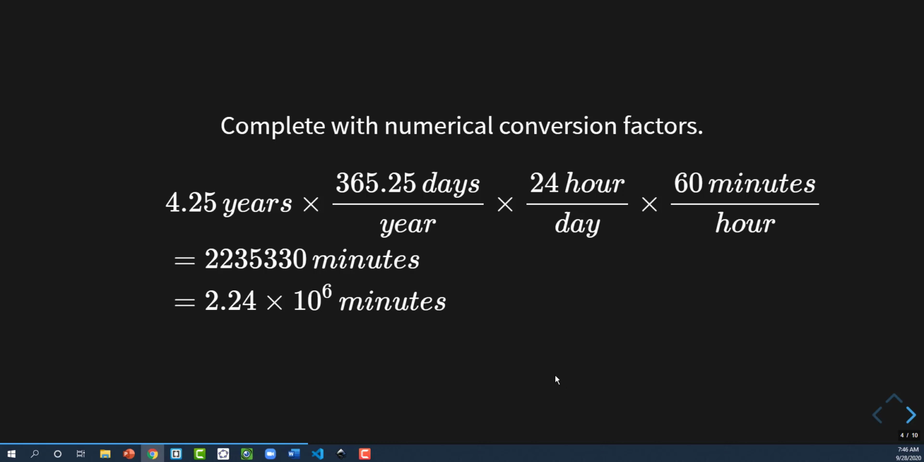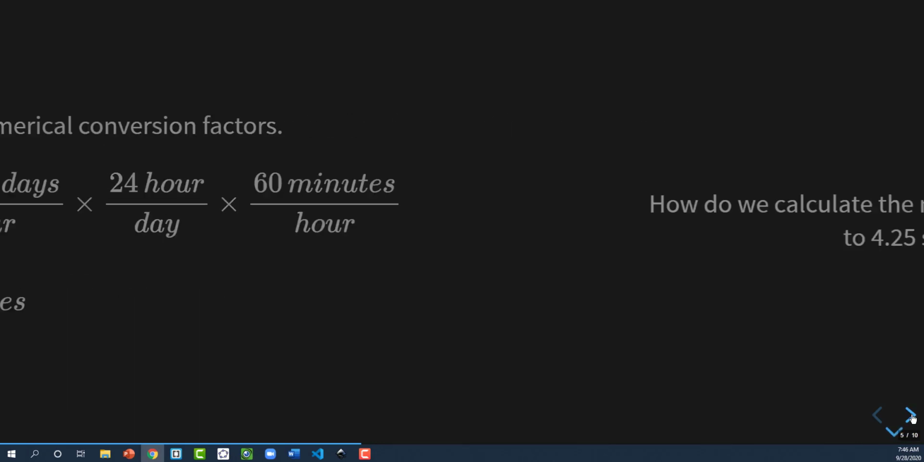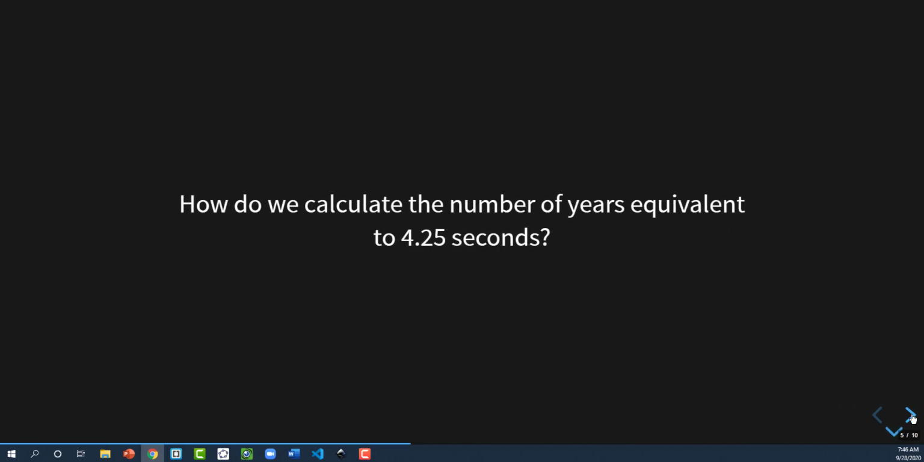Like I said, you could easily do this in your head, but you're trying to get used to this long string of dimensions being analyzed to solve problems in general. So let's try one that's less familiar. We're just going to reverse the calculation. If we had 4.25 seconds, and you're asked what fraction of a year that is, how would you do it?